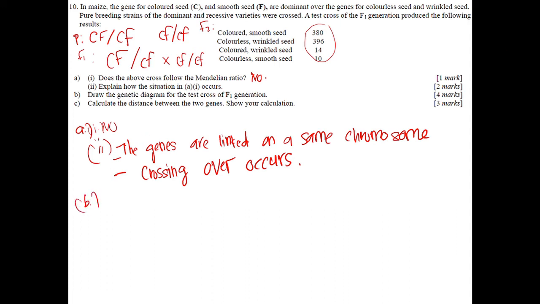So he asks you to draw the genetic diagram for the test cross of F1. So that means you don't start with P. Dia mau test cross F1 sahaja. So that means you start with F1. And from our analysis, we know their genotype. Okay. Tapi to make it clearer, so kita guna page sebelah lah. Okay. In case you're not sure how do I get that answer.